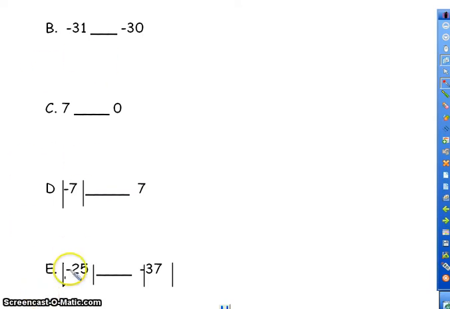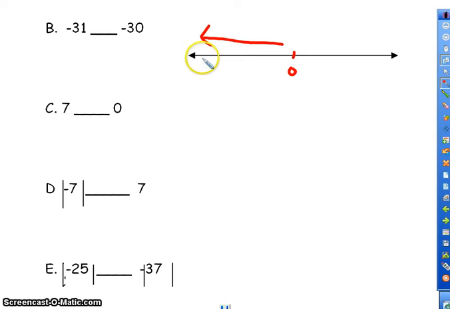Okay, so we're going to do the same thing for all of these. I have -31 and -30. Now remember, on your number line, if this is 0, I'm going this way for my negatives. All right, so -30 would actually come before -31, which means -30 is bigger than -31. So it's going to eat the -30, and this means -31 is less than -30.